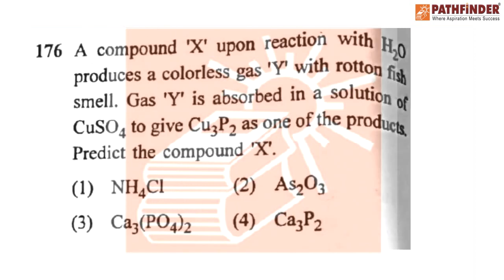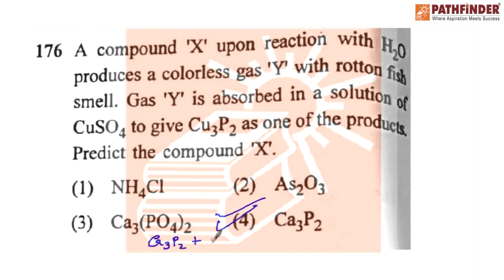Let's move on to question number 176. A compound X upon reaction with H2O produces a colorless gas Y with rotten fishy smell. Actually, I think it will be PH3. Y will be PH3. Now the gas Y is absorbed in a solution of CuSO4 to produce Cu3P2. Now the compound X will be actually Ca3P2. I am writing the equation.